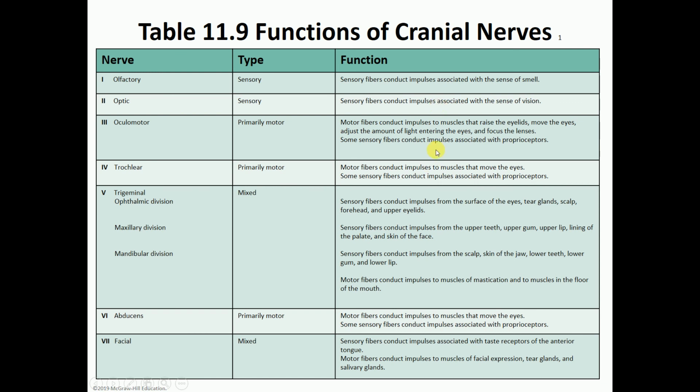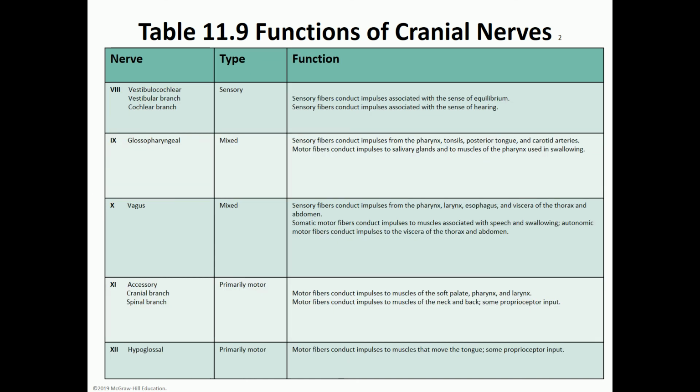This is a table that has a breakdown of all of your cranial nerves, telling you the fiber types and then the function. So you could definitely use that. I would recommend making this into flashcards. That would help. Okay, so all 12 of them.